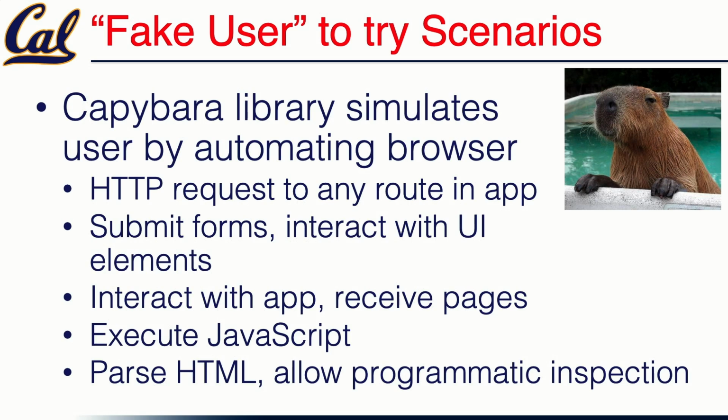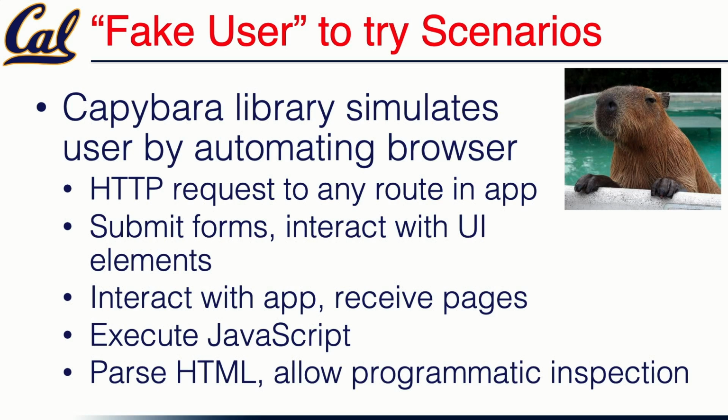So this is where we make the connection of a user story that says, when I follow or when I click on this link, what actually happens? Like, how do you turn that into a test? Capybara is able to create an HTTP request to any route in your app. It can submit forms. It can interact with UI elements on the form. It can receive pages, in other words, receive a response from the server.